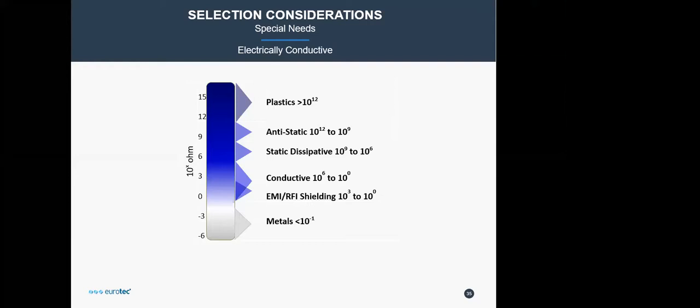Conductive compounds have fast static decay times in milliseconds. These compounds can provide grounding path. EMI RF shielding compounds are highly conductive. These compounds can absorb and reflect electromagnetic radiation.